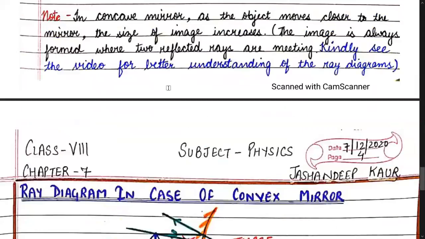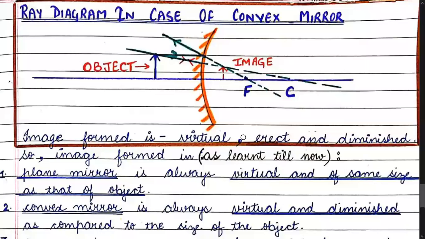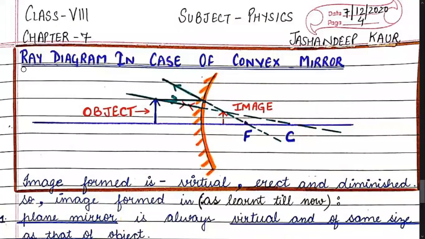So students, I think this ray diagram of concave mirror is clear to you. Now continuing further, today we will also learn about the formation of image in case of a convex mirror, and we will draw a ray diagram in case of a convex mirror. So students, a convex mirror is a mirror which is silvered from its outer end.